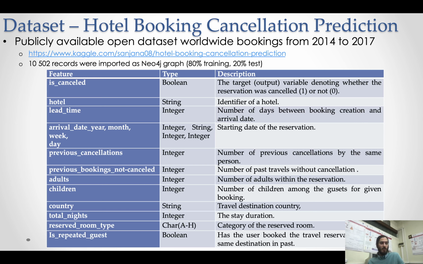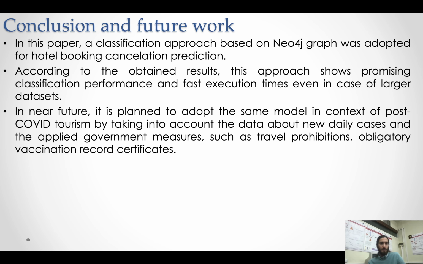Furthermore, we have the number of adults and children within the reservation, identifier of country destination, total number of nights, and type of the reserved room. It can be like economy class, like luxury room, and so on, denoted in chars from A to H. And the Boolean variable called isRepeatedGuest says whether someone has already visited the same destination before in the same hotel. It is more likely that cancellation won't occur if the person frequently visits that destination.